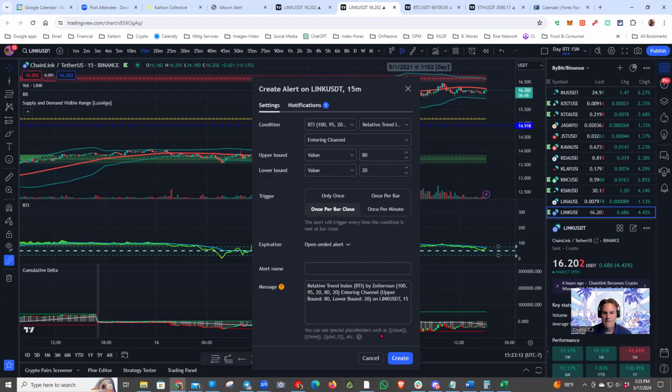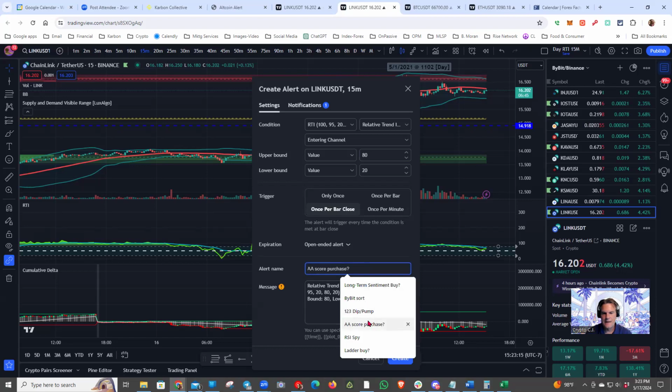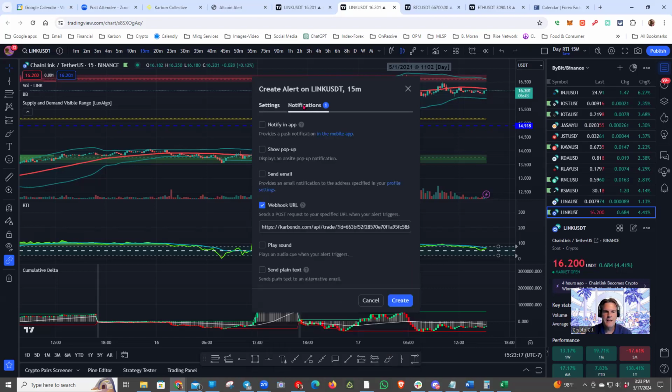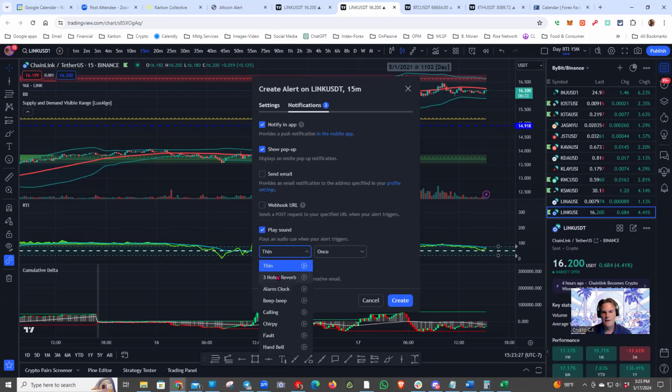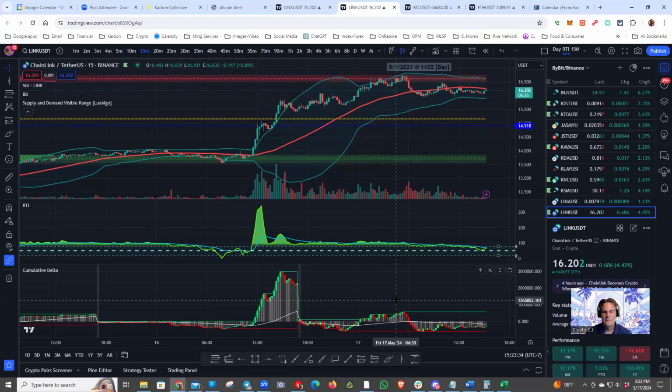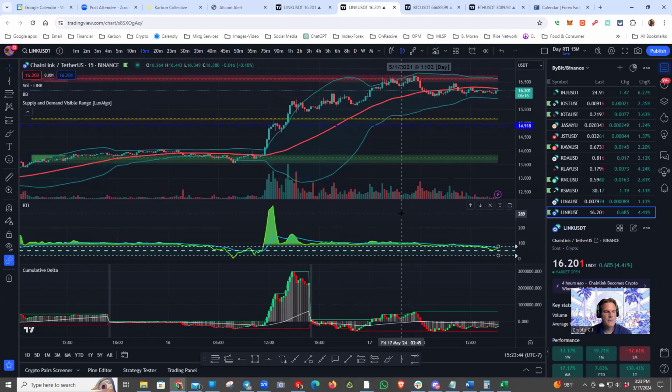So this is a score purchase. On my notifications, I'm going to go with notify in my app on my phone, pop up on my computer, and play a sound on my computer. I'll go with Chirpy. And click create. And you'll see I've got this rectangle now. So that's how that works on the RTI.